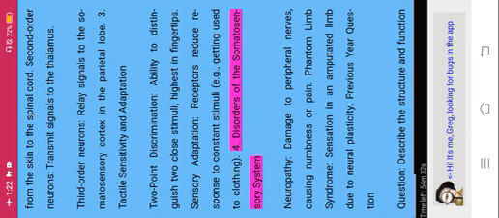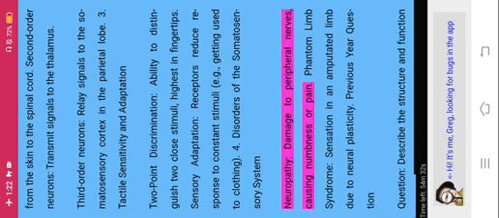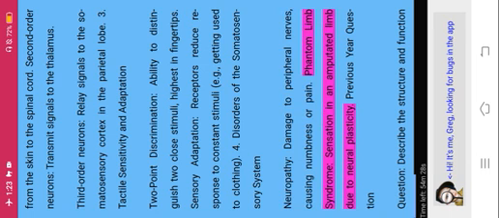4. Disorders of the somatosensory system. Neuropathy, damage to peripheral nerves, causing numbness or pain. Phantom limb syndrome, sensation in an amputated limb due to neuroplasticity.